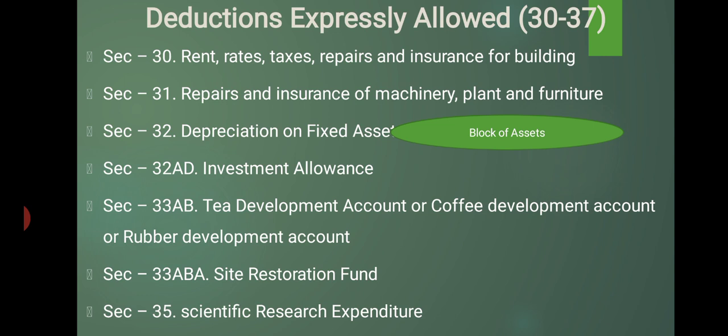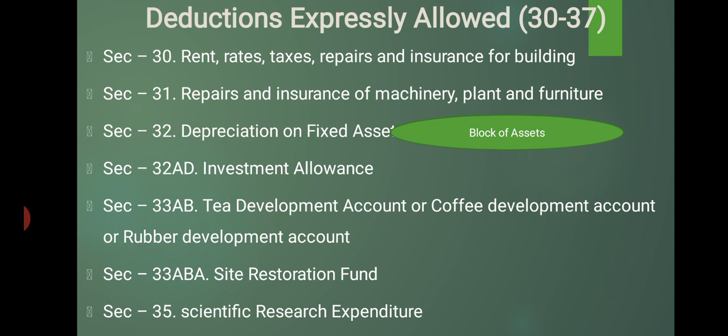The next, section 31, repairs and insurance of machinery, plant and furniture. Any amount which is shown on the debit side of the profit and loss account as repairs and insurance of machinery, plant and furniture used for the purpose of business or profession will be allowed.